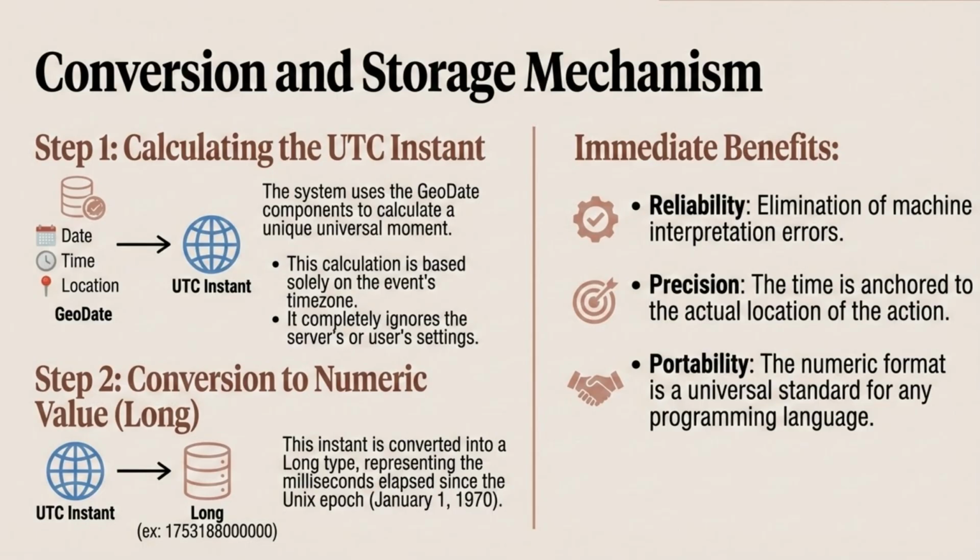Second, to make this data database friendly, the instant is converted into a long value. This is simply the number of milliseconds elapsed since the Unix epoch, January 1, 1970. Why bother with such a long number? Because numbers don't lie. Unlike a complex date object that is prone to reinterpretation, a numerical format is universal, lightweight to transfer between systems, and guarantees that the event remains precisely anchored in time.